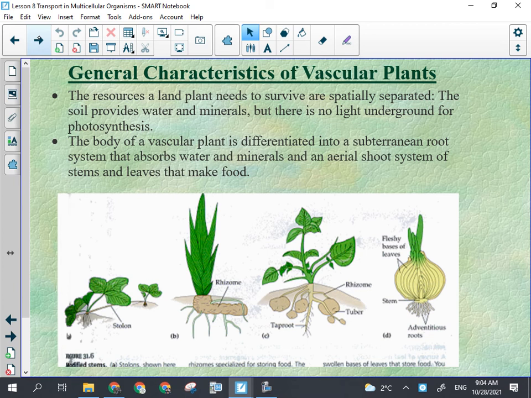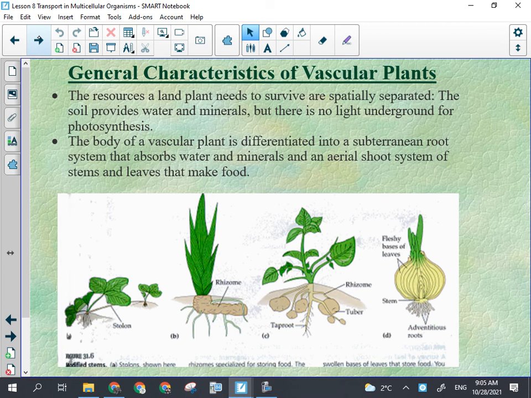So a plant has to divide itself into two sections. Actually, three sections. It has to divide itself into the part of it that acquires water and nutrients. That would be the roots. There's the part of it that gathers sunlight and carries out photosynthesis. That would be the leaves. And then there's got to be a part that connects the two and exchanges the materials so that each one can continue to carry out its job.